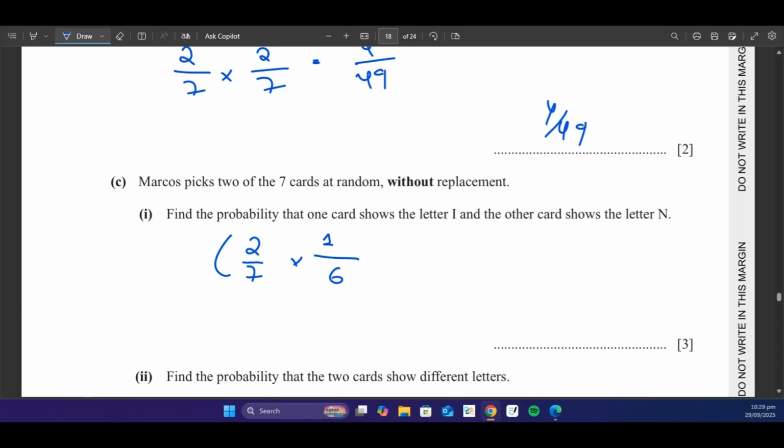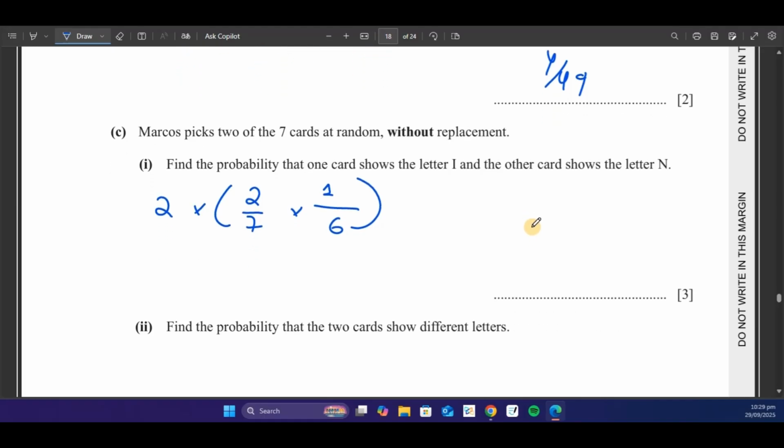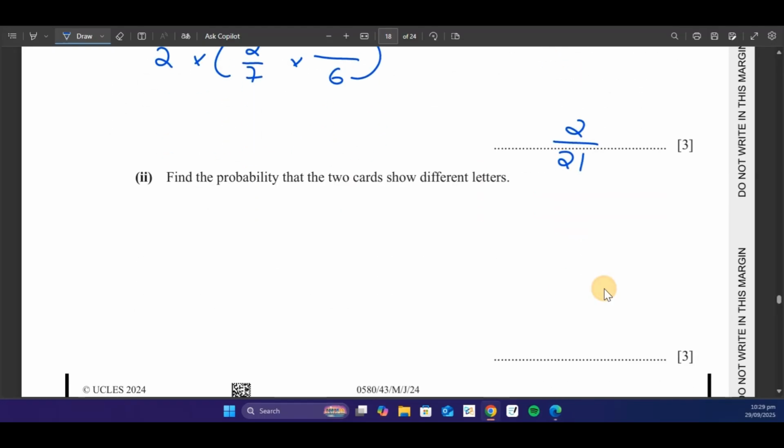And we need to multiply this by 2, because it can be that the first card shows N and the second card shows I. So we need to multiply this by 2. So this is 2 over 21. Perfect.